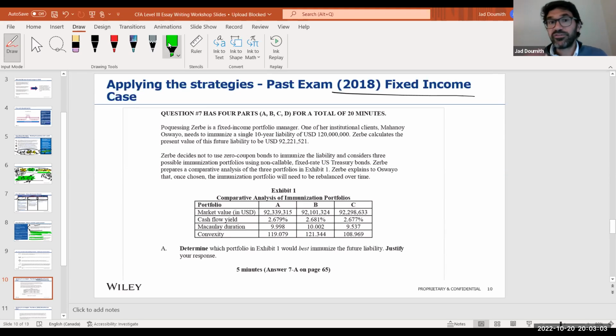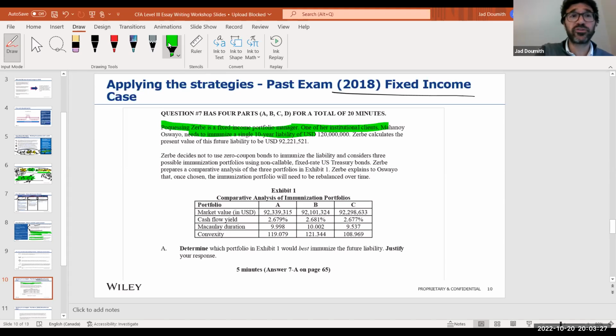Read the question very, very carefully. So we have a fixed income portfolio manager. One of her institutional clients needs to immunize a single 10-year liability. Every word counts. Single liability. You don't have multiple streams of liabilities. You have a single liability that you will pay 10 years from now.